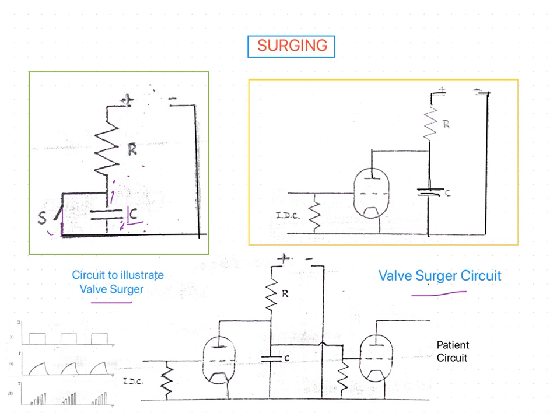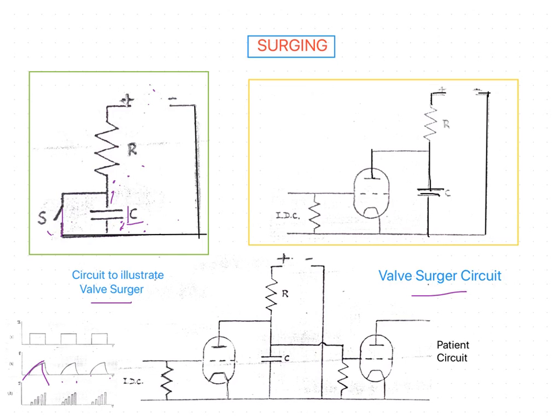For such a case you can find a graph showing how the current flows, how the surging takes place. First there is a rapid increase of current, that is discharging, and then it suddenly falls. Like the graph, you can find such kinds of waveforms. Yes, so this is the working of a valve surger.